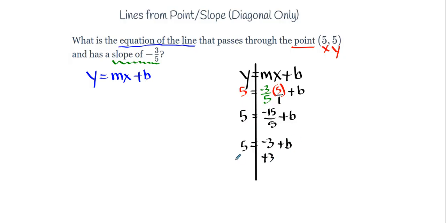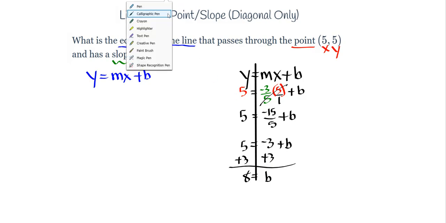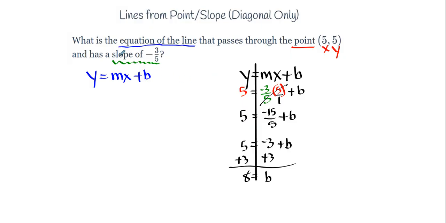I'll add 3 on each side, and then 5 plus 3 is 8, which is equal to my b value. So again, you can write the fraction and then reduce it, or if you notice that these two 5s will cancel each other out, meaning it's just negative 3 over 1 or just negative 3, that's fine as well. Now that we've solved for b, we're going to combine the information together. Again, recall that we do have a slope of negative 3 over 5. That's what they gave us right there.